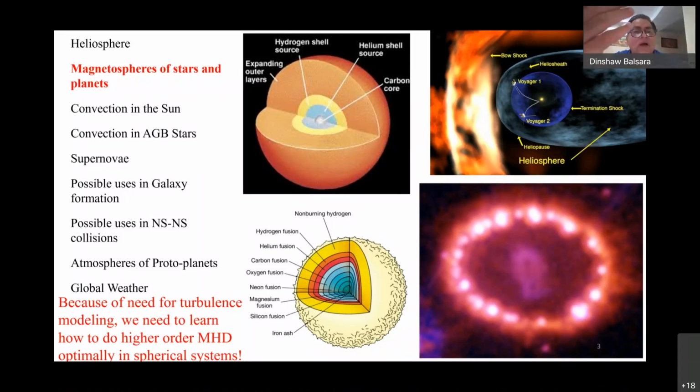Again, the sun is a convective system. The AGB stars are convective.